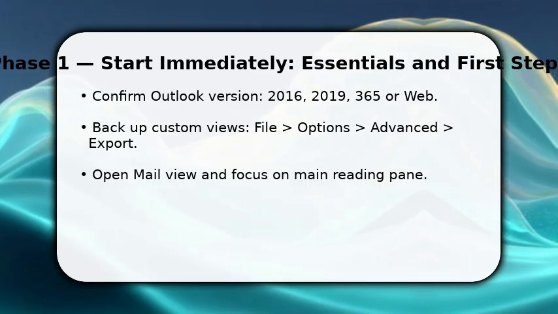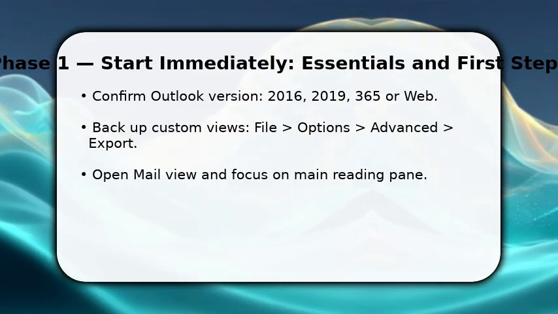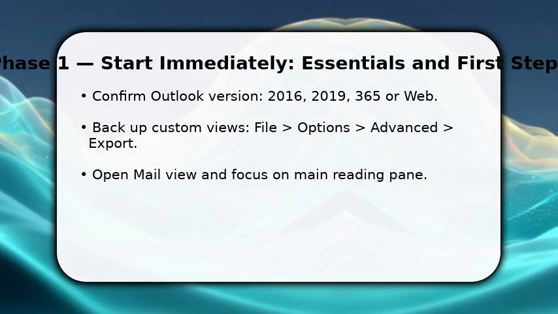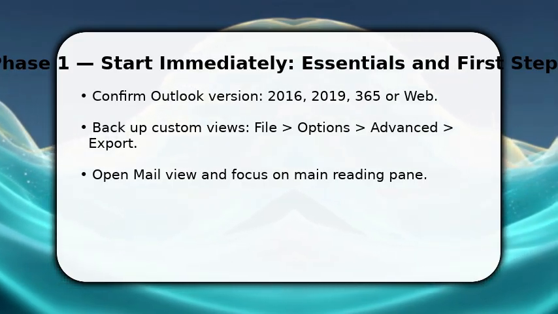Now, go to View on the ribbon and click Change View. This is the first actionable step to alter layout. Make sure to keep the navigation pane visible. It acts as your anchor while you modify reading and folder panes.